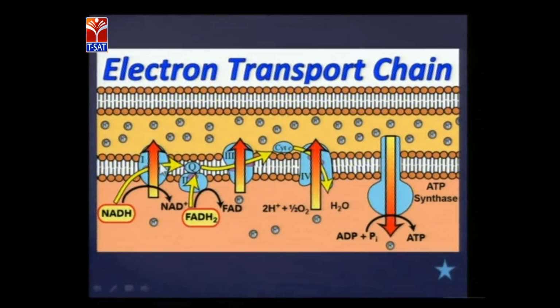It consists of 4 molecules: this is the first one, this the second, third, and fourth. This is how the electron transport chain occurs in the inner mitochondrial membrane, leading to ATP synthesis. That is, as we have discussed, cellular respiration leads to the formation of energy which is utilized by the cells.